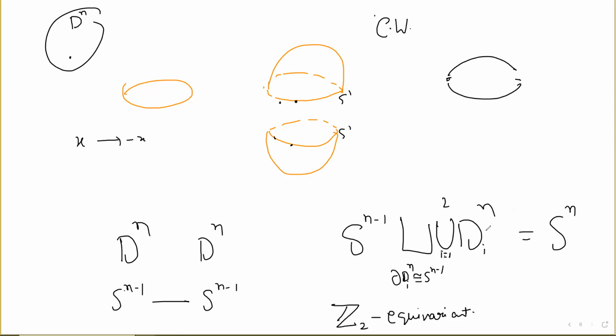Under that action, you see that the cells, these things which you are bringing in, these Di's, and even this S^(n-1) can be made like that, are basically getting permuted. For this particular CW complex decomposition, that's not the case. But for this one, the cells are getting permuted in a very exact way. What does it mean?